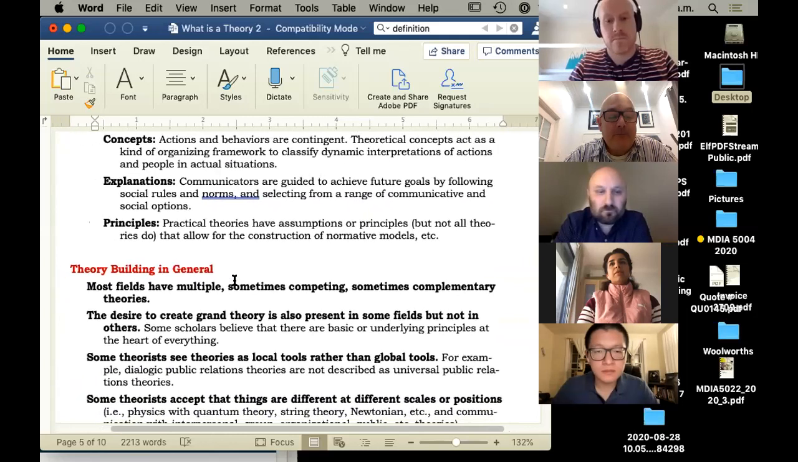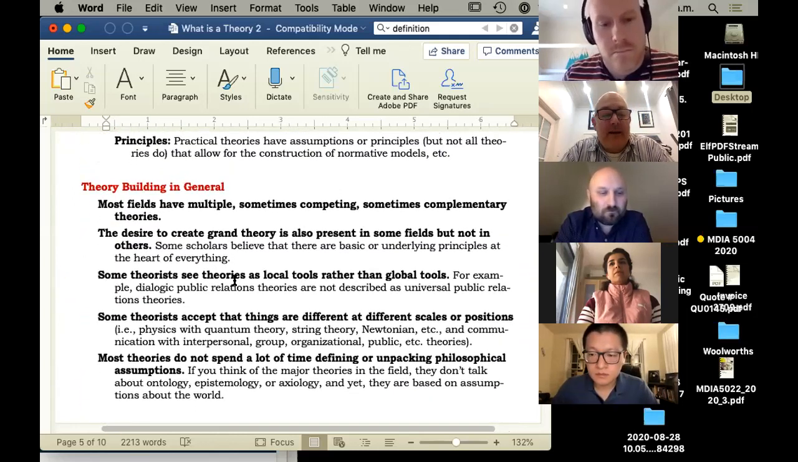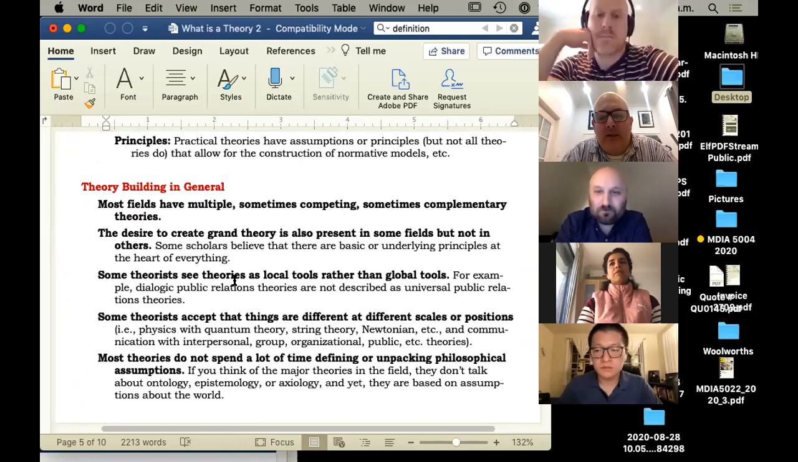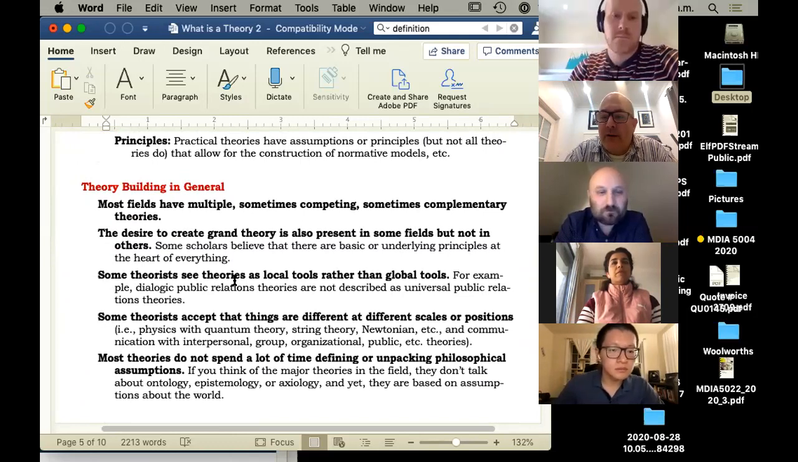All right, so we're gonna go to the fun part here in just a second. Theory building in general, right? Most fields have multiple, sometimes competing, sometimes complementary theories. This is something I think a lot of people don't understand about theory, don't want to accept about theory, and don't really appreciate about theory, is that in almost every field, there are many theories to explain things.